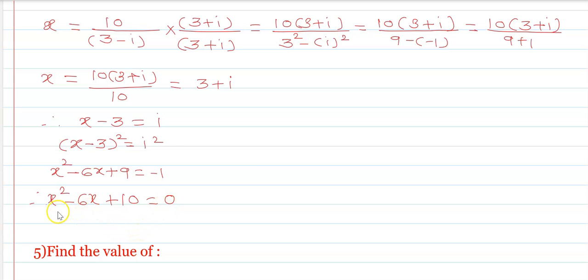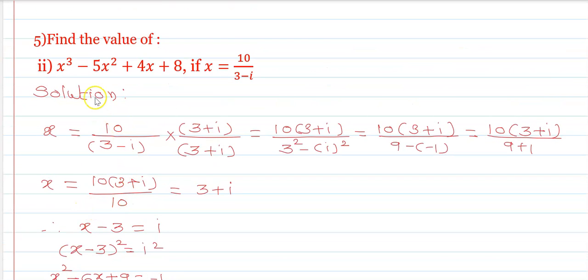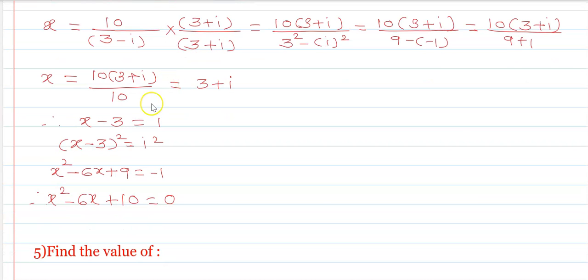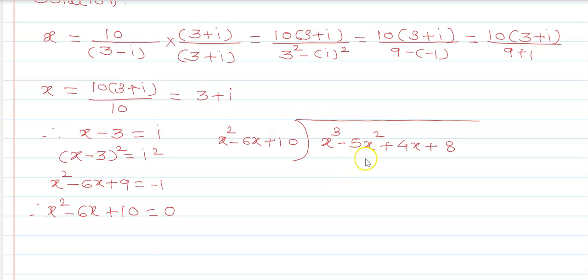Now this is the divisor, x square minus 6x plus 10. We will divide this polynomial x cube minus 5x square plus 4x plus 8 by x square minus 6x plus 10. Now see this here. x square minus 6x plus 10 divides x cube minus 5x square plus 4x plus 8. Now what is the first term here, x cube?